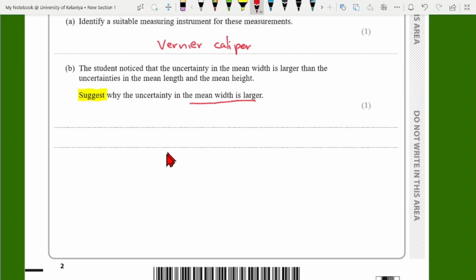You can write the cube is not uniform, or the cube has been damaged, or the student has misread the scale for 20 millimeter measurements, like that. You can write any possible reason. What I'm going to write is the cube is not uniform. Here they have given 1 mark, so you should be able to write 1 point for this particular question. The cube is not uniform.